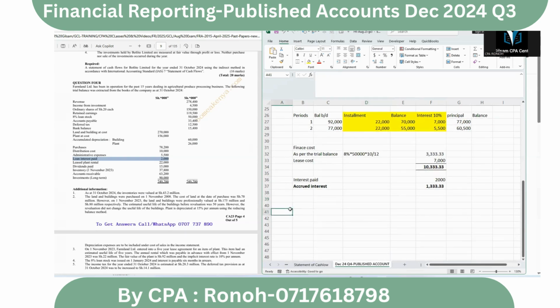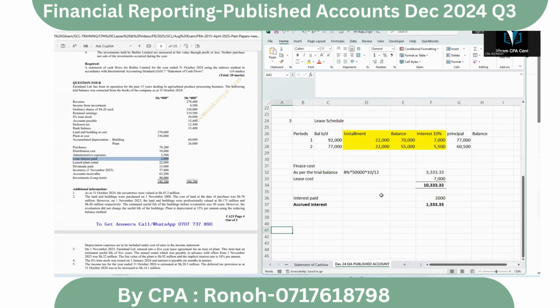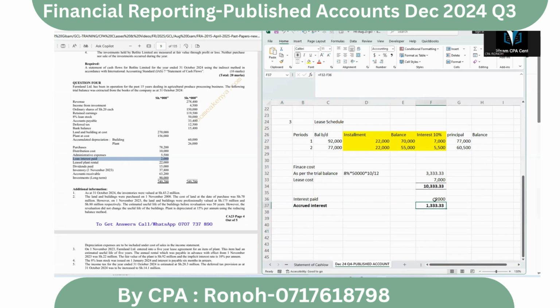So where are we getting the accrued interest? We have the total interest to be paid per year, which is 3333, right? Yes. If you check the trial balance, how much have they paid as interest? 2,000. So the balance, the difference, is what we call the accrued interest. They have not paid this one.